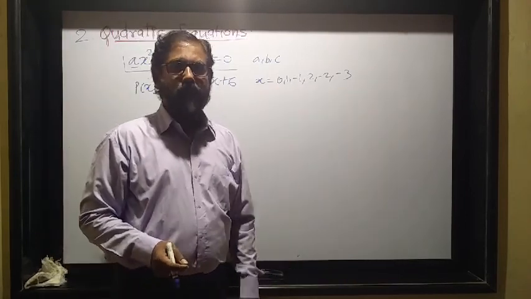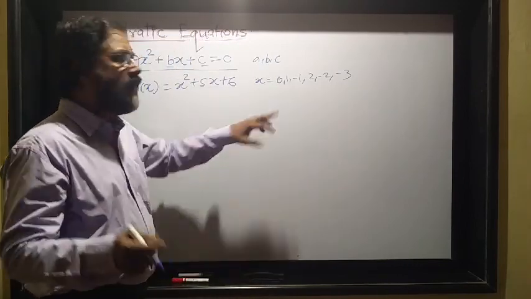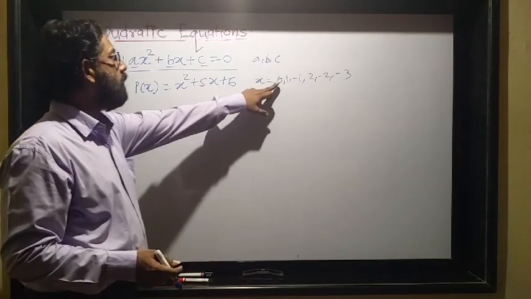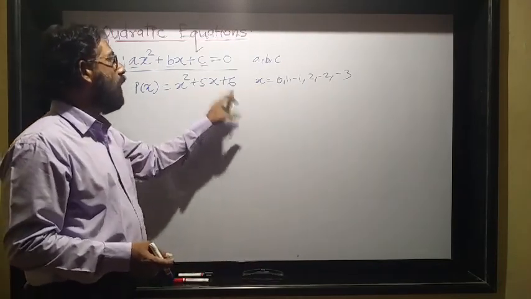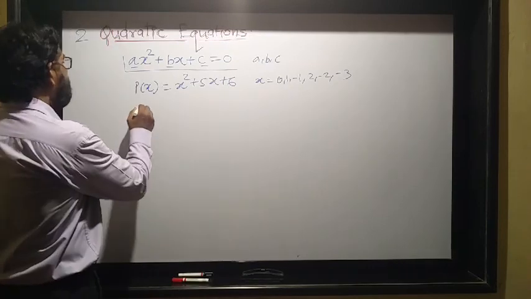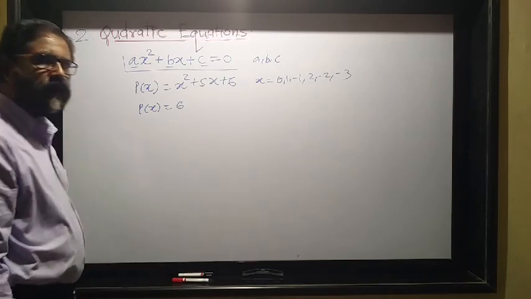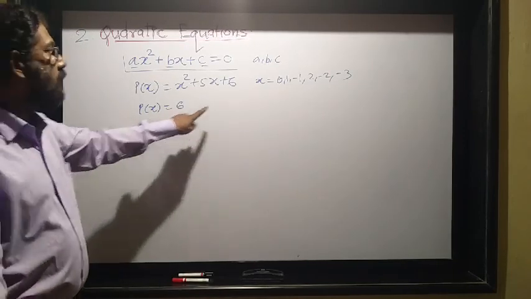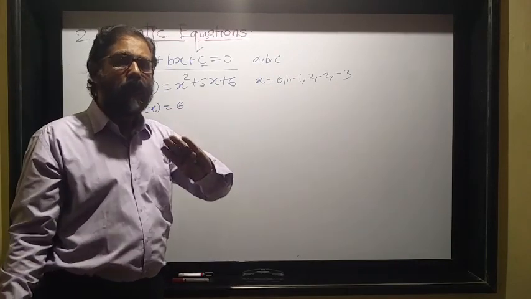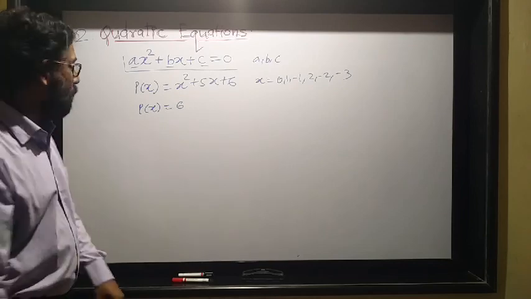So what we have to do? We have to put the values here. Very simple. Orally we can say, if you put 0 here, then this will become 0, this will become 0, and you will get p(x) equal to 6. So it is not equal to 0. So 0 is not a root of the quadratic equation.